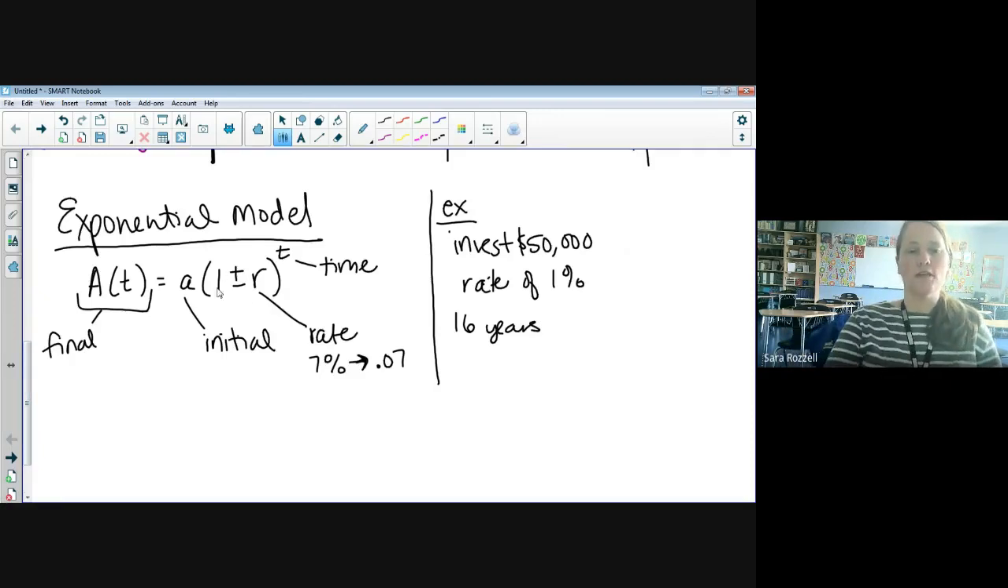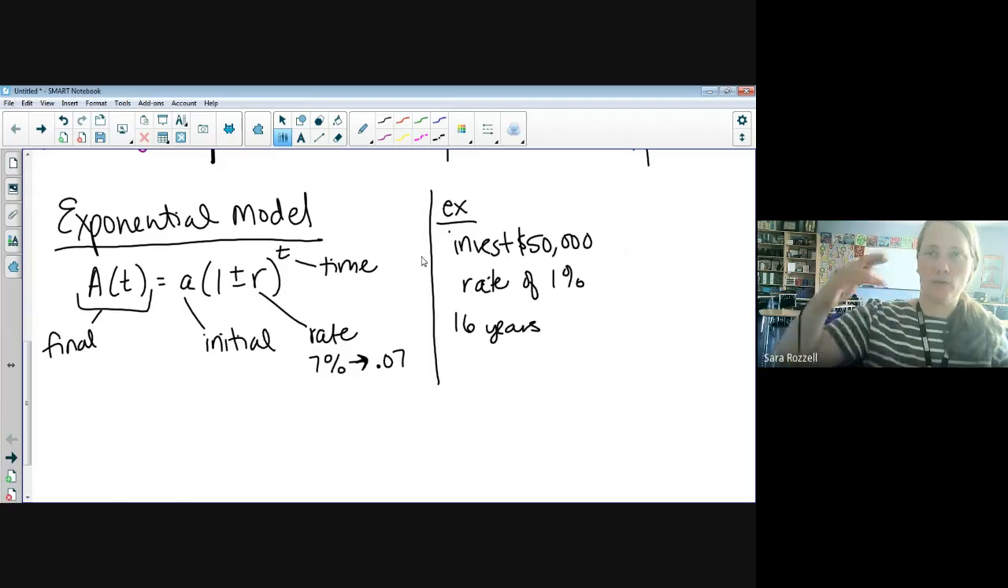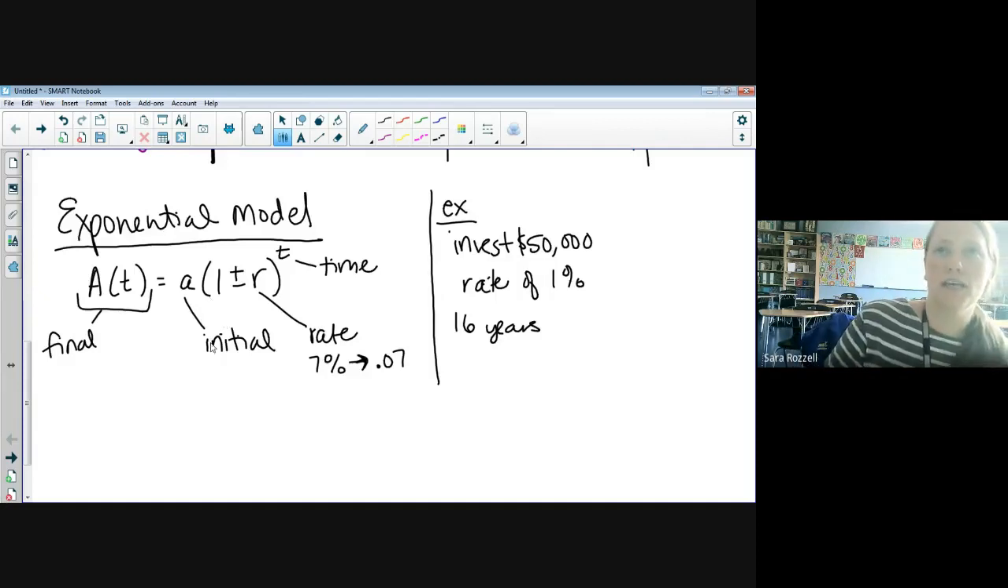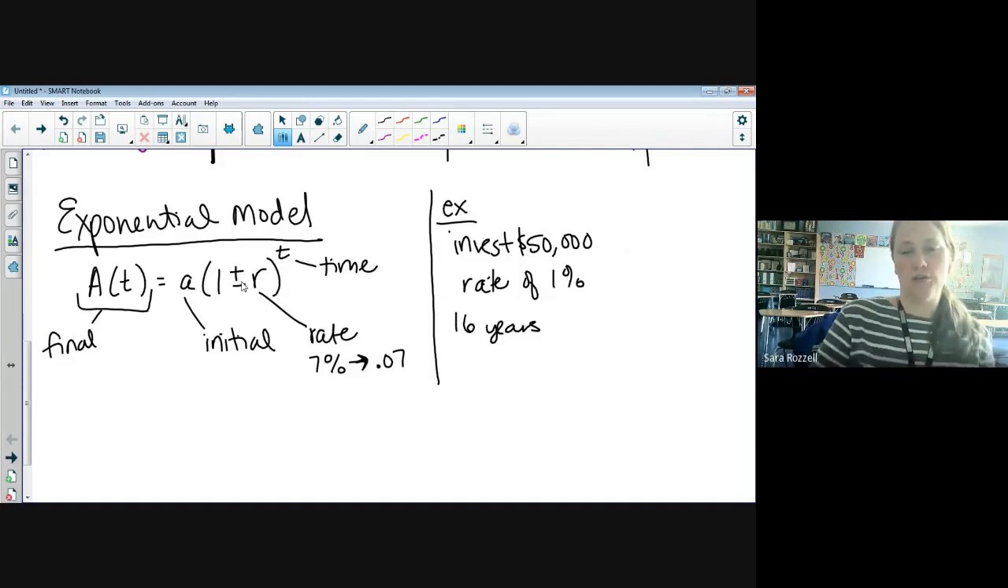The reason that we have the 1 plus the rate in decimal form is because it's going to be 1.01. That's our factor that we're multiplying by. 1 is what we started with. The 0.01 is what we're going to increase each time. And there's a plus or a minus because sometimes your values are decreasing. So if something is depreciating or declining, you use the minus.